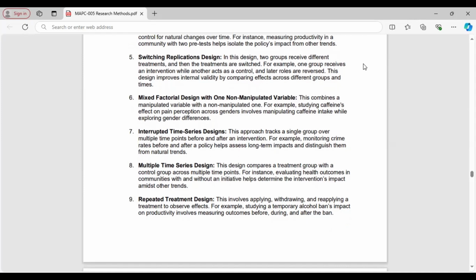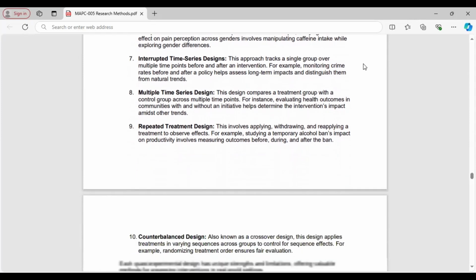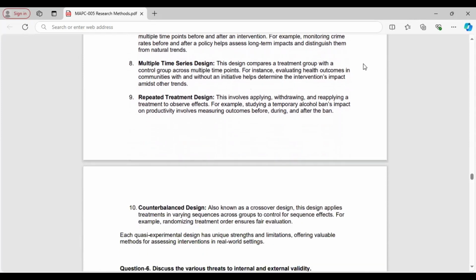Repeated treatment designs. Treatments are applied, withdrawn, and reapplied to observe effects, like measuring outcomes during a temporary alcohol ban. And the last one, counterbalance design. This crossover design varies treatment sequence across groups to control sequence effects, thus ensuring a fair evaluation. Each quasi-experimental design offers unique strengths and limitations, providing valuable methods for assessing interventions in real-world settings.